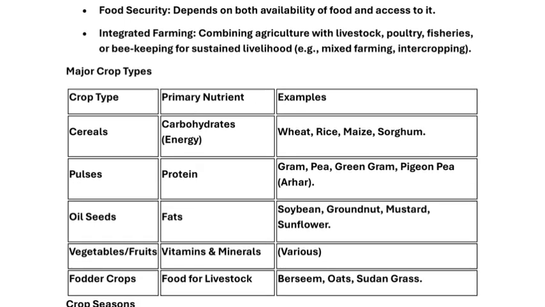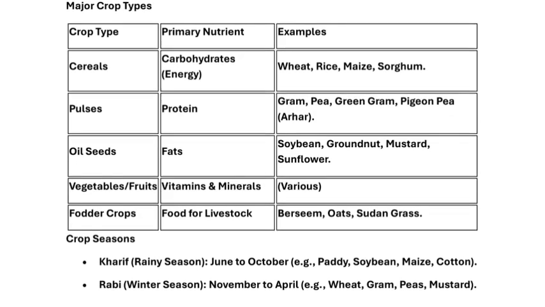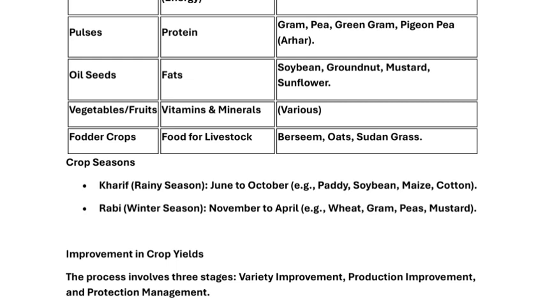Major crop types. Cereals: carbohydrates, energy; wheat, rice, maize, sorghum. Pulses: protein; gram, pea, green gram, pigeon pea, arhar. Oil seeds: fat; soybean, groundnut, mustard, sunflower. Vegetables and fruits: vitamins and minerals. Fodder crops: berseem, oats, Sudan grass.